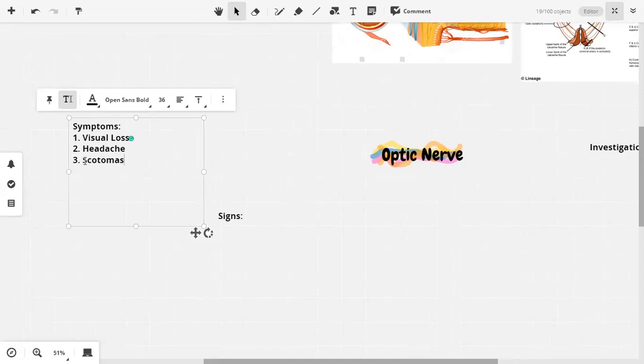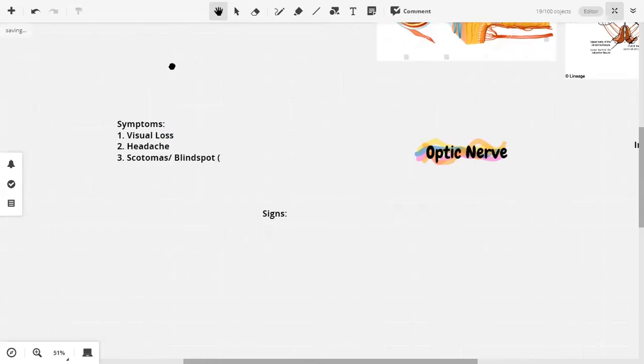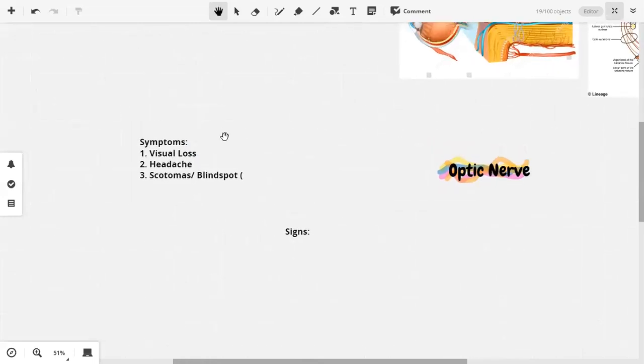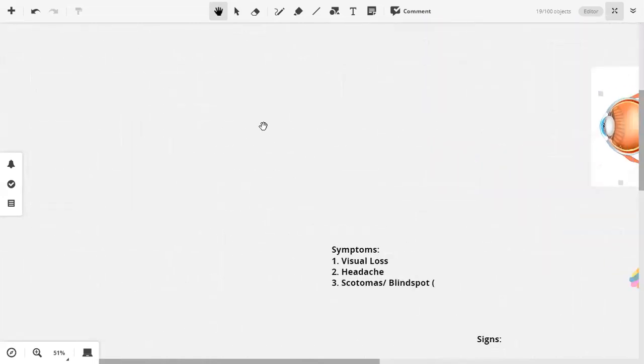Scotomas, or blind spots. Do you think it should be a positive scotoma or a negative scotoma? Positive scotoma. So it's a positive scotoma, right? Positive or negative, tell me again. It should be positive, because the person can perceive that blind spots will be noticed. Okay, so there's a little bit of confusion.